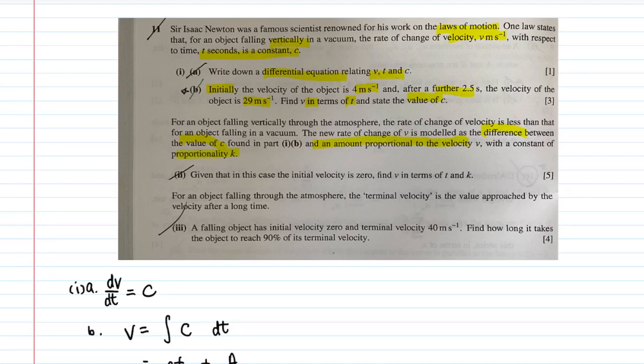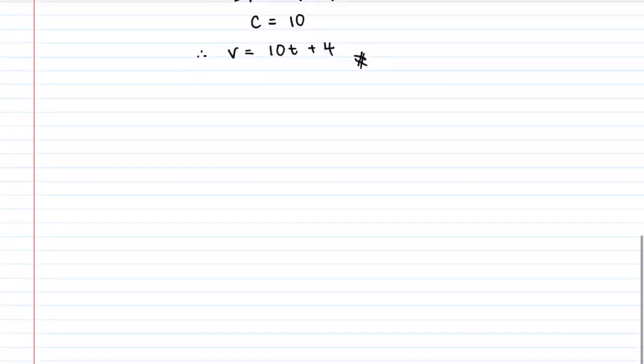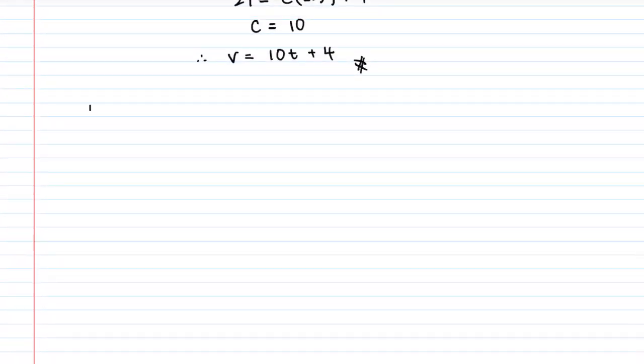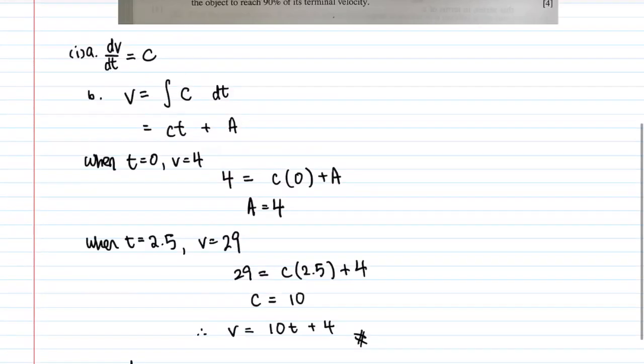So they give us the constant of proportionality. That is what we're looking out for. So given that in this case, the initial velocity is 0, find v in terms of t and k. Very easy part as well, right? It already gave us the constant of proportionality, which is k. So we're just going to write out our new velocity equation, which is dv over dt would now be equivalent to 10, the difference, minus k, constant of proportionality, times velocity.